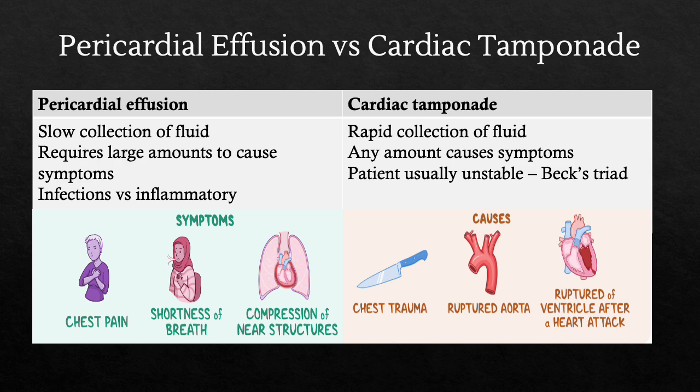These patients will present with chest pain, shortness of breath, and compression of nearby structures, but they do tend to be more stable. While a cardiac tamponade is usually caused by chest trauma, rupture of an aorta, or rupture of the ventricular wall following an MI. This is a rapid collection of fluid, and any amount of fluid can cause symptoms. These patients are usually more unstable, and if you are lucky, they do present with Beck's triad.